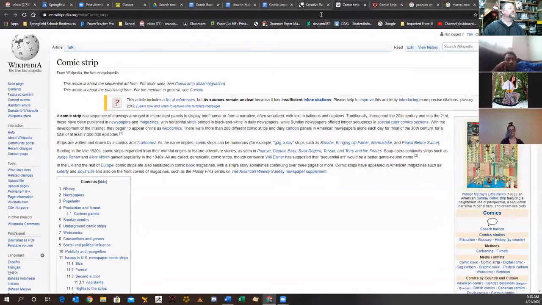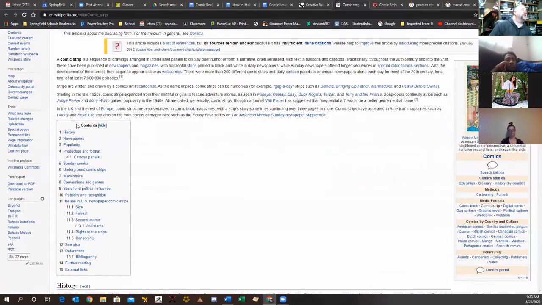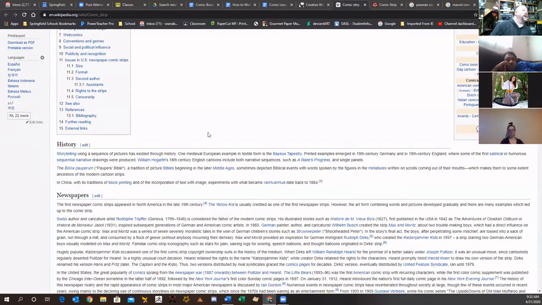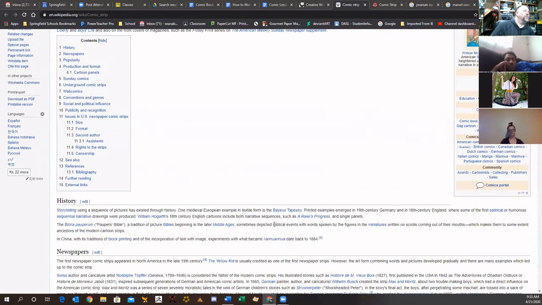So let's pop back over, go to the screen and wait for that to disappear. So this is just a Wikipedia page. It's a great place to start. And it's basically comic strips throughout their history. And this is going to give you a little bit. So saying newspaper, great guess, is when they started, but we can go a little bit further back.